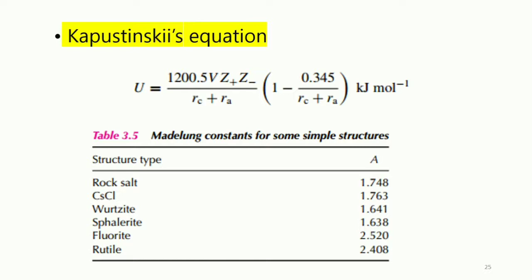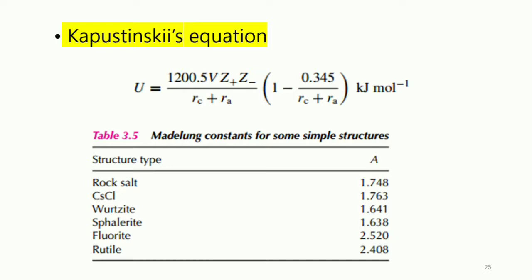So the Kapustinskii equation is quite helpful to calculate the lattice energies of unknown, sometimes known, and hypothetical ionic compounds, and the results are quite satisfactory. The Kapustinskii equation was used to predict the stable existence of several previously unknown compounds.